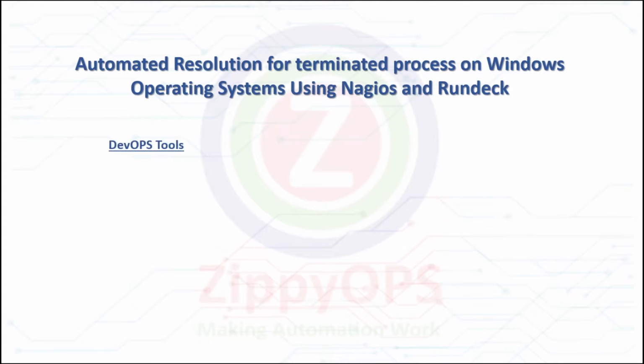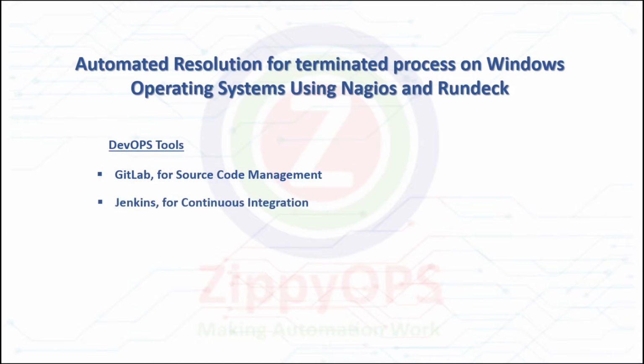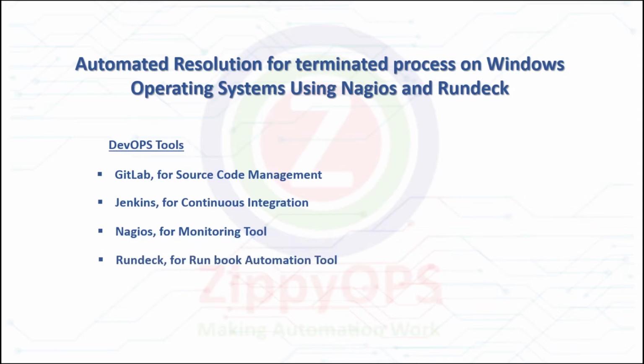The tools which are used for this scenario are GitLab, used for source code management, Jenkins, used for continuous integration, Nagios, used as the monitoring tool, and Rundeck, used as the runbook automation tool.